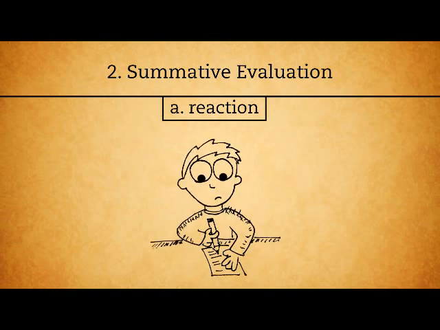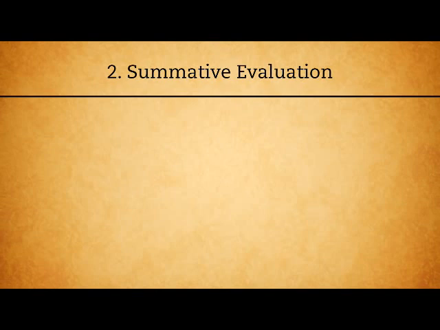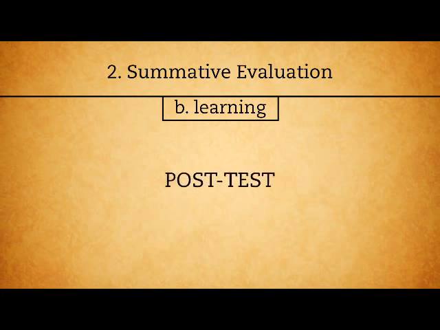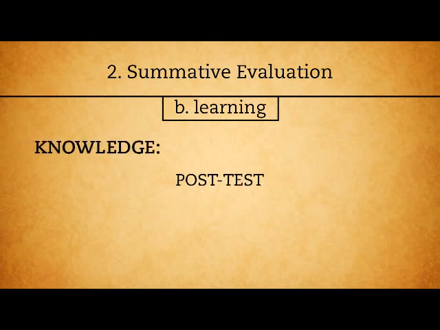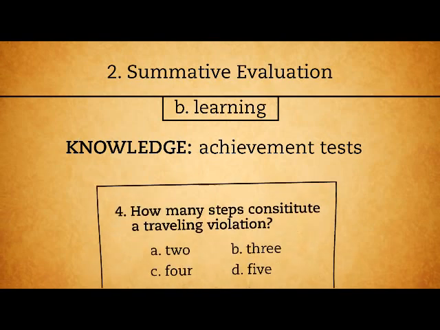All of this feedback will once again help you know what went well in the course and what can be improved upon. The next aspect to evaluate is the learning that took place. This is most typically done in the form of a post-test that evaluates how well your students achieved your learning objectives. Knowledge is typically assessed in achievement tests. In our example, this could consist of multiple choice questions, testing your learners' understanding of the rules of basketball.